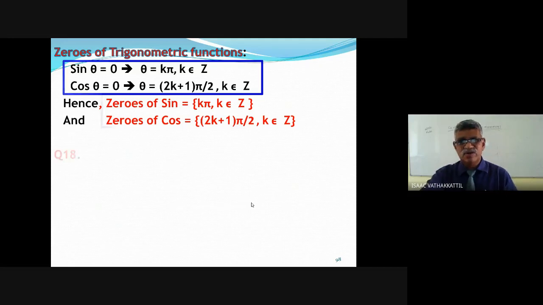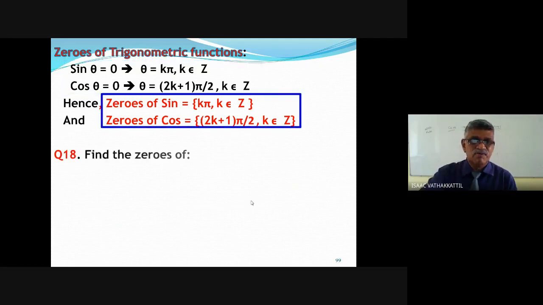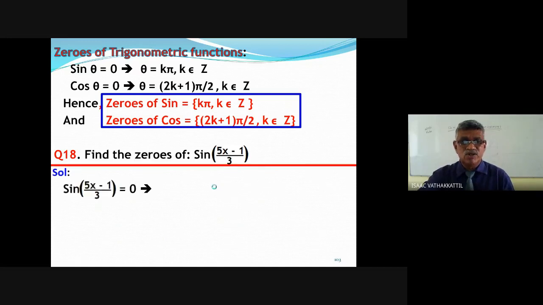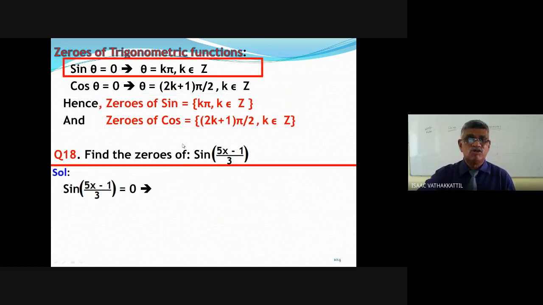Very clear? No doubt? Let me ask you a question. Find the zeros of sin(5x - 1/3). Here the variable is x. We start from zeros of sine. Sin theta equal to 0 implies theta equal to k pi.